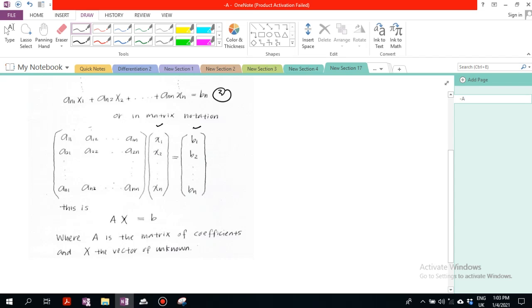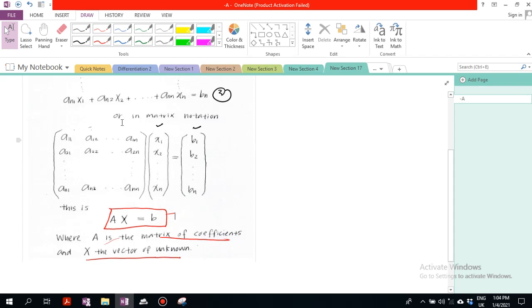So we call it matrix times x, equal to small b. Here A is the matrix of coefficients, x is the vector of unknowns, and b is the right hand side solution.